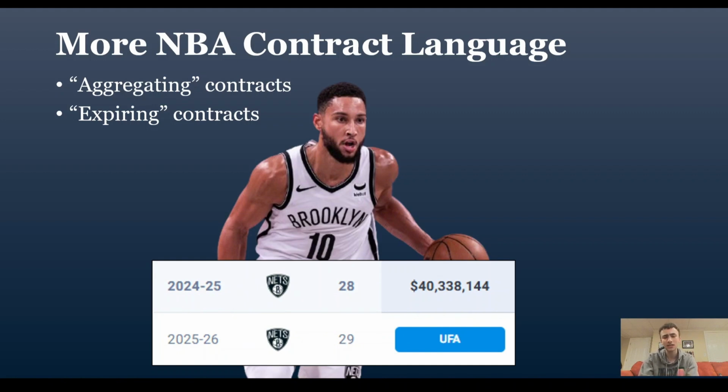On top of that, what is an expiring contract? It's exactly as it sounds. An expiring contract is a contract that has 1 year left on it and will be terminated in the following year, if not given an extension. So Ben Simmons is a great example of this. He's making $40.3 million this year, but he is a free agent. He is not under contract next season. So he is a massive example of an expiring contract.